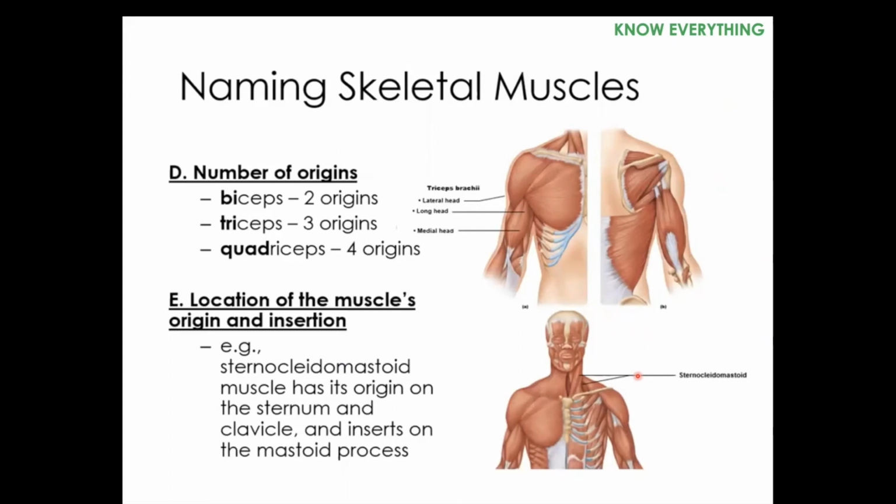And then next, we have location of the muscle's origin and insertion. An example of that is the sternocleidomastoid muscle, which has an origin on the sternum and clavicle and inserts on the mastoid process. So sterno is your sternum, cleido is your clavicle, and then mastoid is your mastoid process.